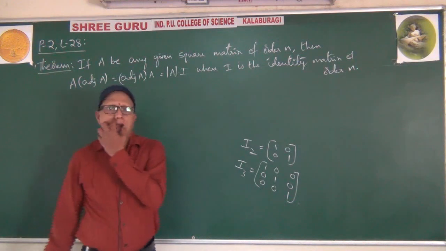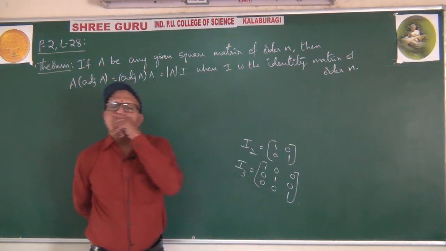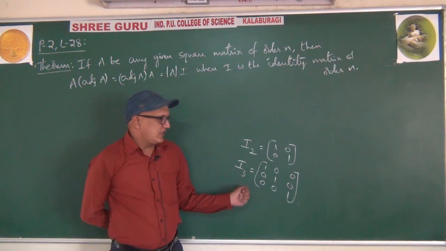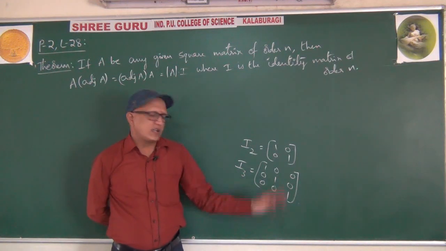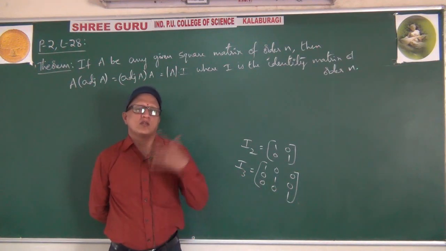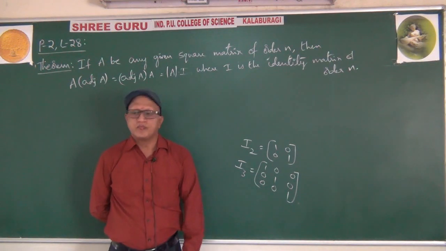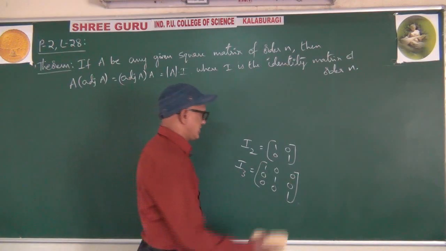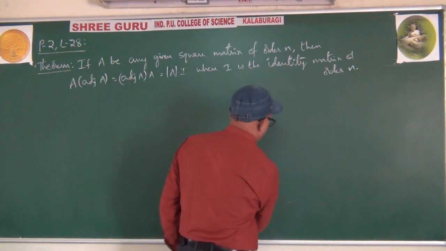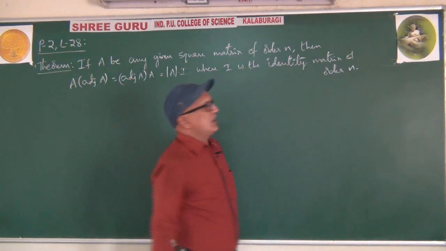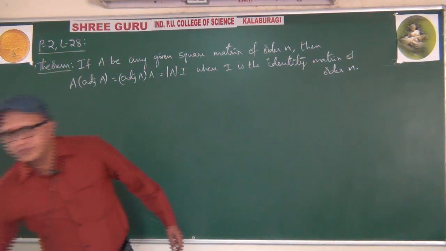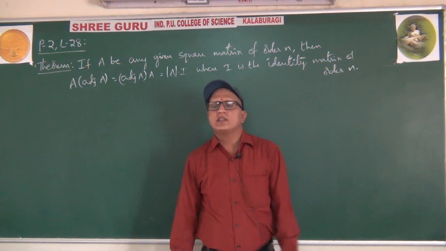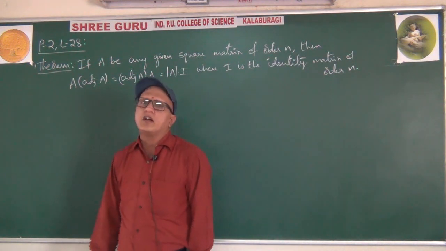I2 means second order identity matrix, I3 means third order identity matrix. I4 is not there in the syllabus, it comes only at JEE level, so no need to take attention for that. I2 and I3 are identity matrices only: I2 means second order, I3 means third order.